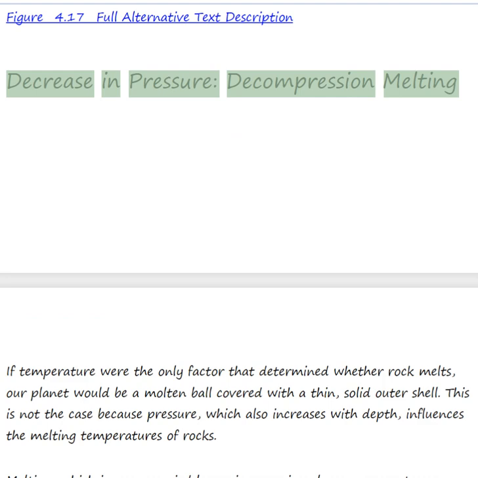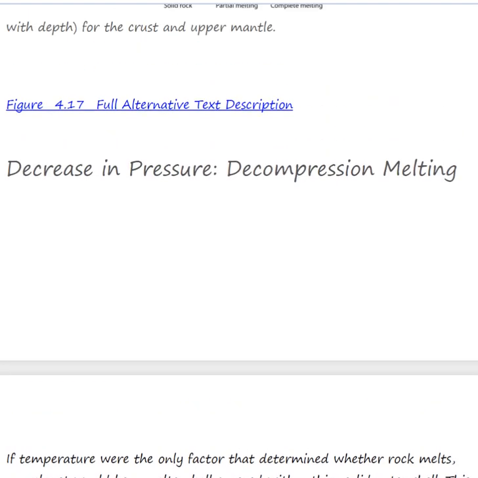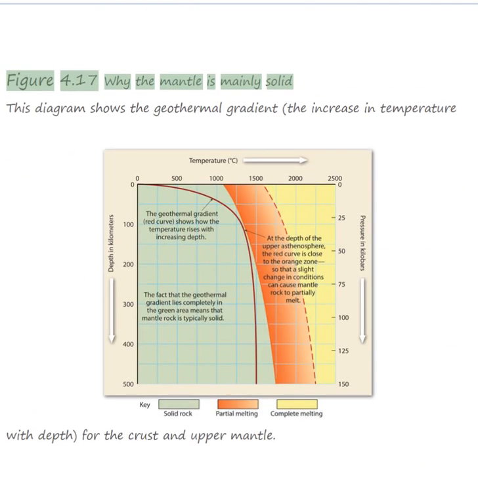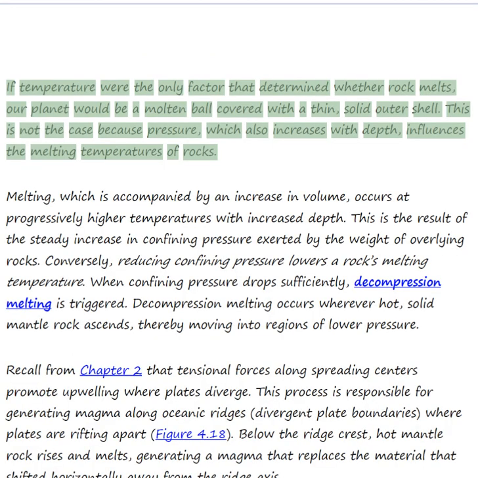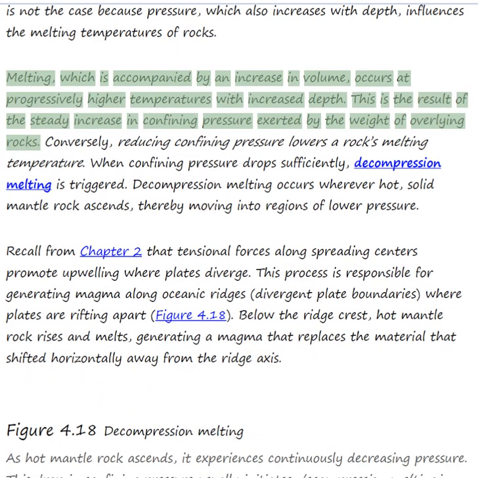Decrease in pressure, decompression melting. Figure 4.17 Why the mantle is mainly solid. If temperature were the only factor that determined whether rock melts, our planet would be a molten ball covered with a thin, solid outer shell. This is not the case because pressure, which also increases with depth, influences the melting temperatures of rocks. Melting, which is accompanied by an increase in volume, occurs at progressively higher temperatures with increased depth. This is the result of the steady increase in confining pressure exerted by the weight of overlying rocks.